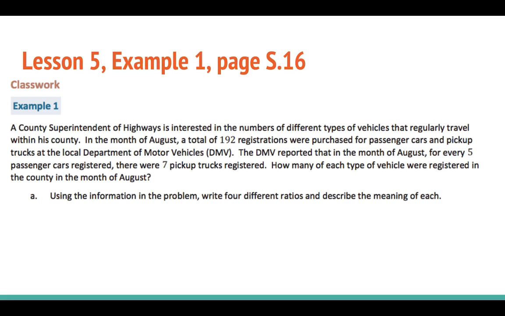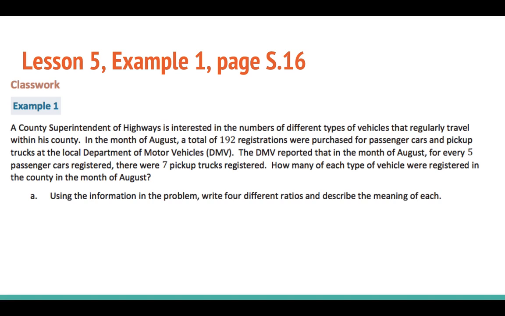So moving on to Lesson 5, we are looking at work where you have problems where they give you part of the information rather than the whole, or when you are given part-to-part information and some whole. So I was trying to figure out which are part-to-part ratios and which are part-to-whole, and also how to solve these problems. So look on our classwork, example 1, page S16.